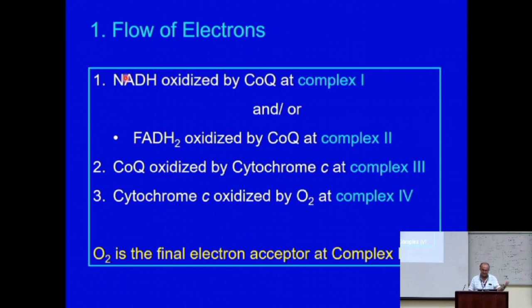You may have more FADH2. If you have FADH2 in the matrix, you start at complex 2. Again, the same thing happens. Coenzyme Q is the carrier of the electrons between complex 2 and 3, and the rest of the electron transport steps 2 and 3 are the same. So you can start either at complex 1 or at complex 2, depending on what you have as a substrate, NADH or FADH2.